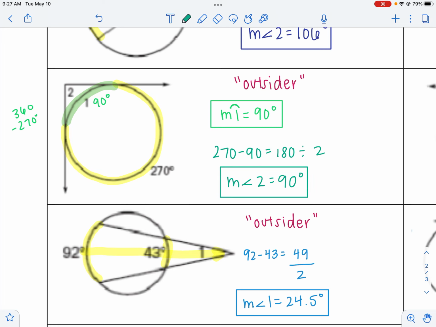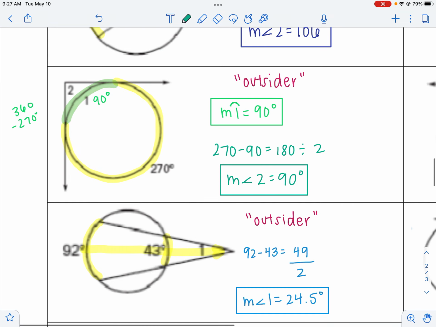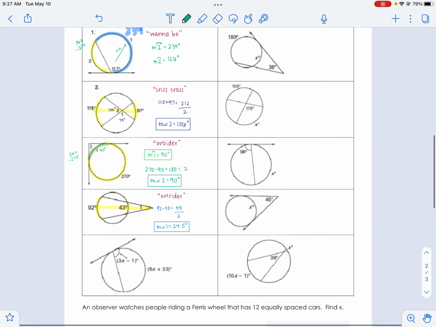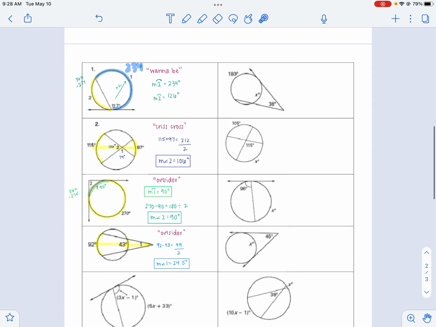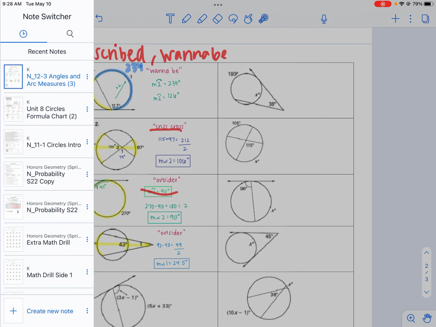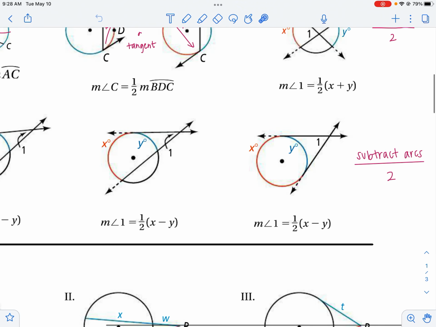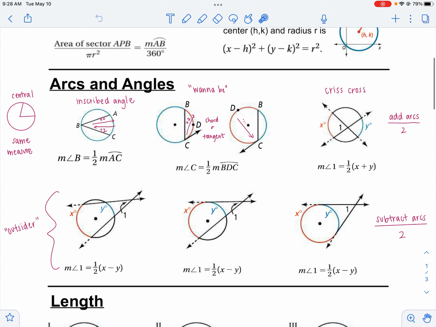So some of these problems, it's a little bit difficult to tell what they are, and then we're going to have some extra steps. Now, before we jump in with the next video, I want you to tell me, what are these? Remember, you've got 4 options. It's either going to be an inscribed angle, a wannabe, a crisscross, or an outsider. So taking a look at your chart, go ahead and use your chart and see if you can figure out what those next ones are, and then we'll talk about how to use those formulas in the next video.